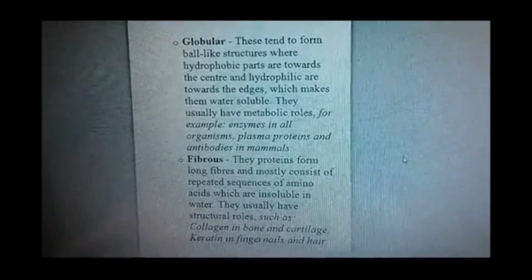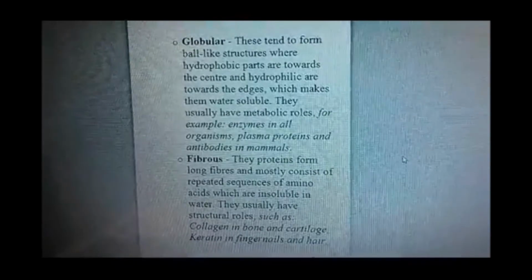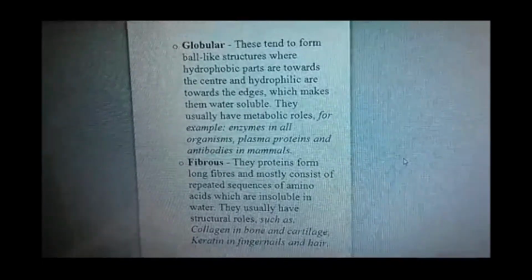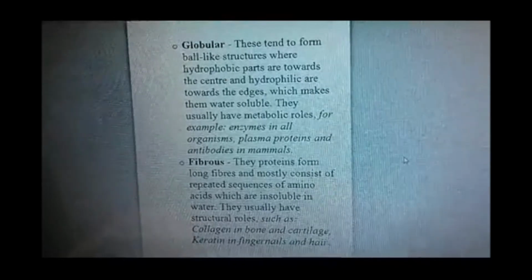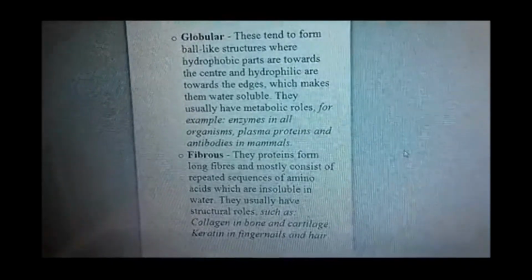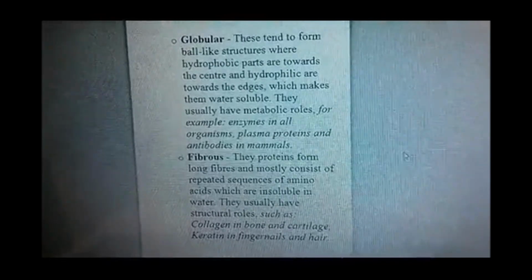Fibrous proteins form long fibers and mostly consist of repeated sequences of amino acids, which are insoluble in water. They usually have structural roles, such as collagen in bone and cartilage, keratin in fingernails and hair. This is the diagram of the tertiary structure of protein, and the structure is held together by hydrogen bond, hydrophobic interaction, disulfide bridge, and ionic bond.